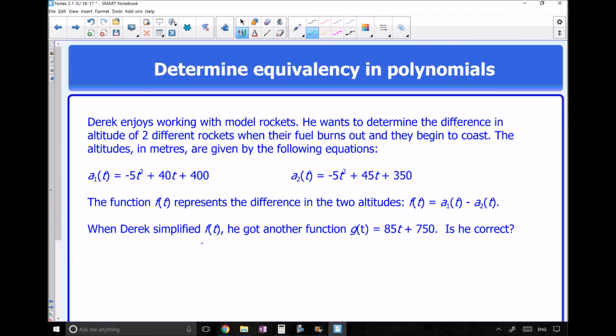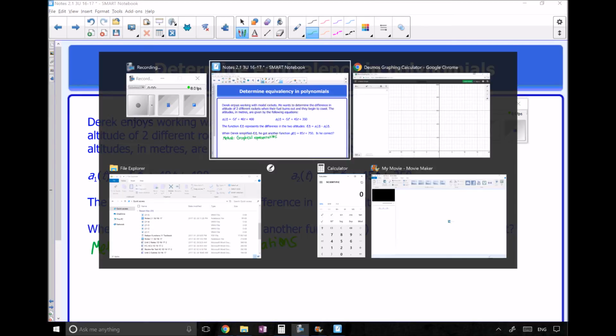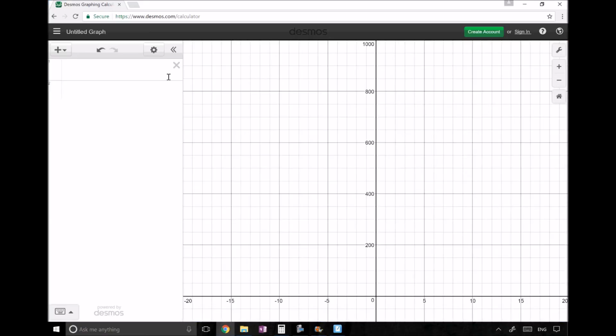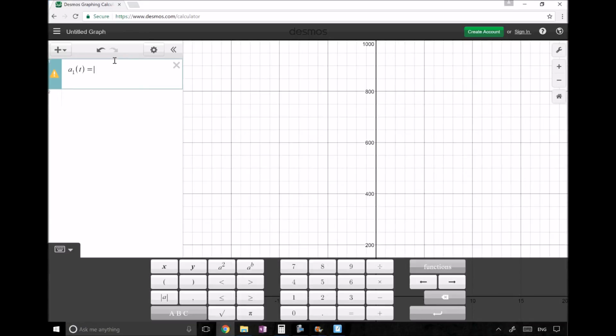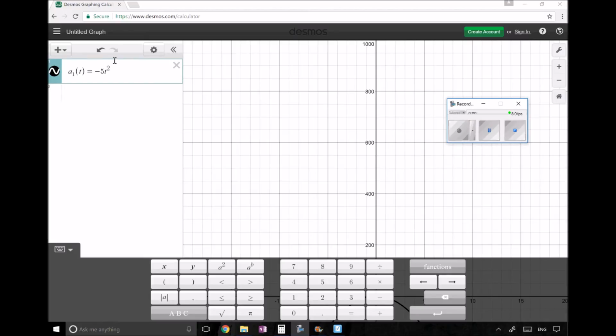Okay. All right. So method 2 is to look at it graphically. So we're going to look at graphical representations. Okay. And if f of t and g of t were equivalent expressions, then they would be the exact same graphs. So let's go ahead and graph out A sub 1 of t, A sub 2 of t, f of t, and g of t. So we know that A sub 1 of t is equal to negative 5t squared plus 40t plus 400.